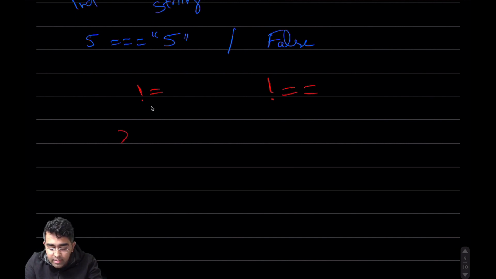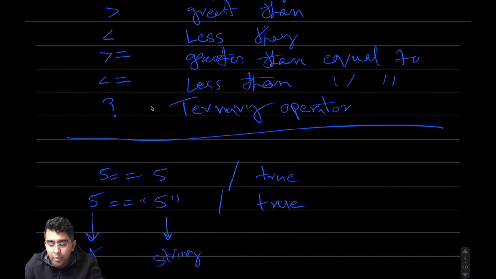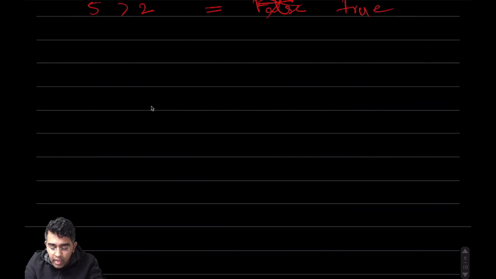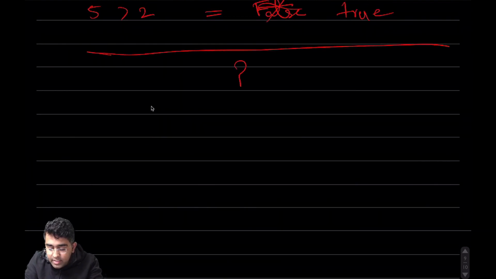We have greater than, so let's just say 5 greater than 5, that should return false, because 5 is not greater than 5, it's equal to 5. So if I say 5 greater than 2, now it should return true instead of false. Okay, we've done this. We know about the less than and greater than operators as well. That will return true or false. Pretty basic math.